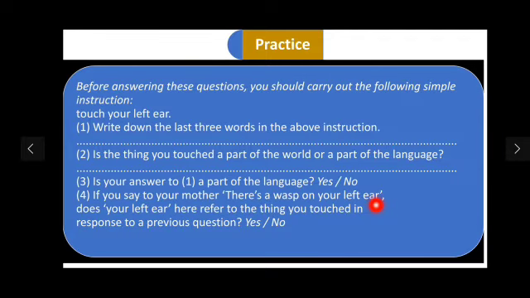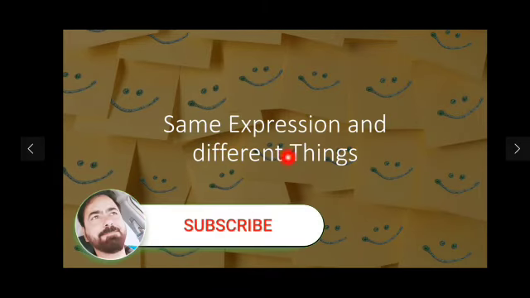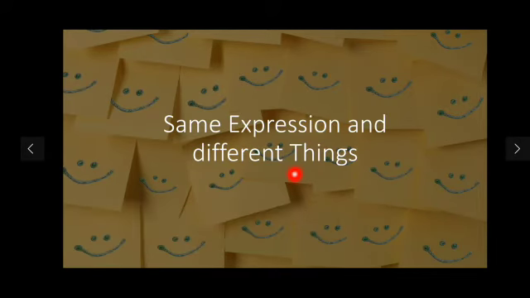So it means that we use the same linguistic expression for different referents. So we will have the same linguistic expression, but it will have different referents in the real world. Right? So that thing you touch in response to the previous question, the answer would be no, because your mom's left ear is different than your left ear. Simply, we can conclude that we use the same referring expression, but we refer to different things in the world. Same expression and different things. So sometimes we use the same linguistic expression, but this linguistic expression refers to different things in the world. How? Let's explain.